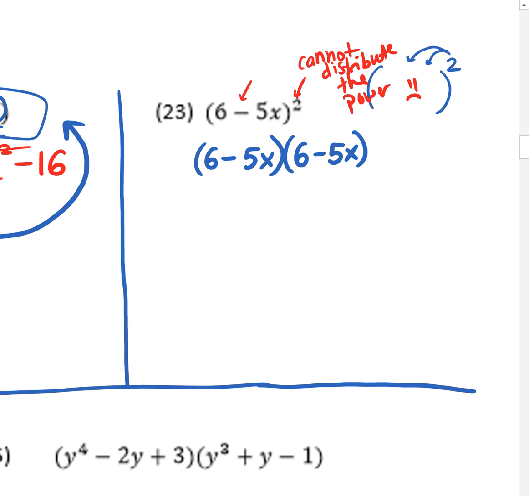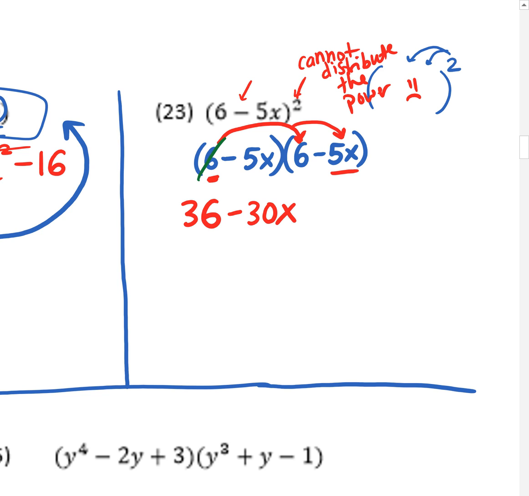So this really means 6 minus 5x times 6 minus 5x. And then I'll multiply it out like we did in the previous problem. I'll focus on the first term here, 6. Multiply it by each term in the second polynomial. 6 times 6 first is 36. 6 times negative 5x is negative 30x.